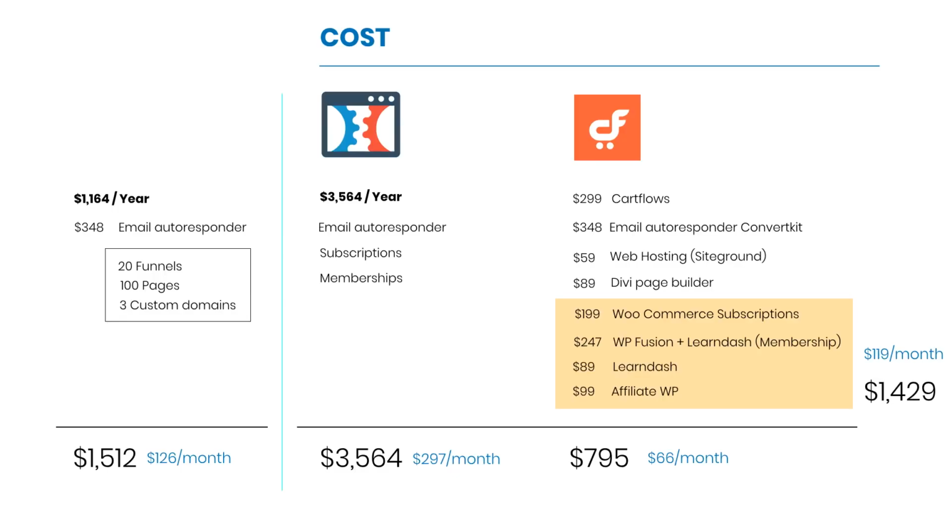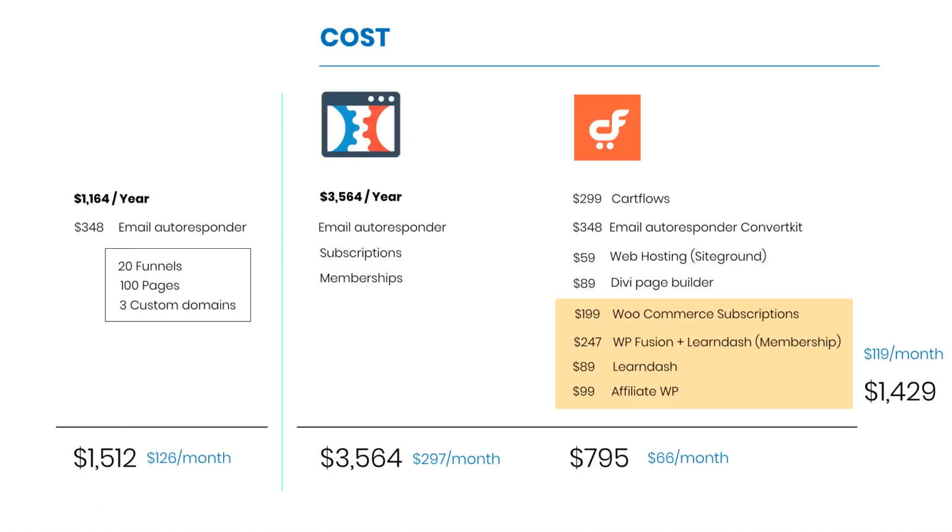You're also going to need a page builder. Now I've chosen Divi here. It's fantastic, and I've used it for quite a while. So this is what I find comfortable with, and it has quite a lot of features. So that's going to cost you another $89 per year. So let's say you just want to create funnels and that's it. This is going to cost you $795 per year. So this compared to 3,564, there's a massive difference.